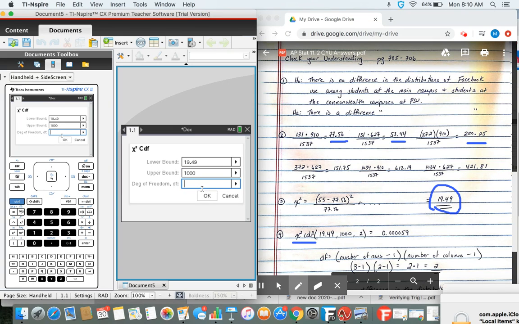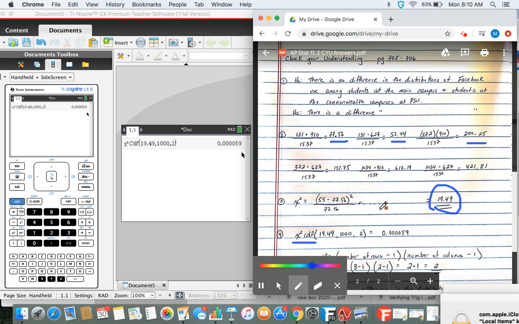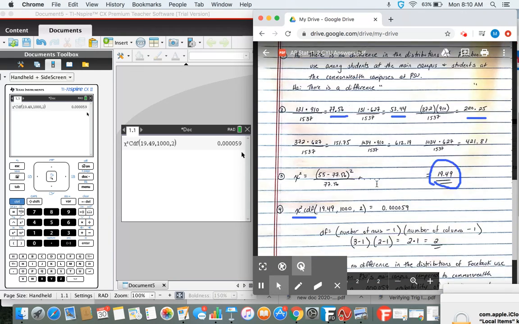Degrees of freedom. I don't know if I told you how to do this the other day. I can't remember if I did or I did not, but it's the number of rows minus 1 times the number of columns minus 1. So we had 3 rows minus 1. We had 2 columns minus 1. So our degrees of freedom is 2. Okay. And there's our p-value, which is basically 0. All right.